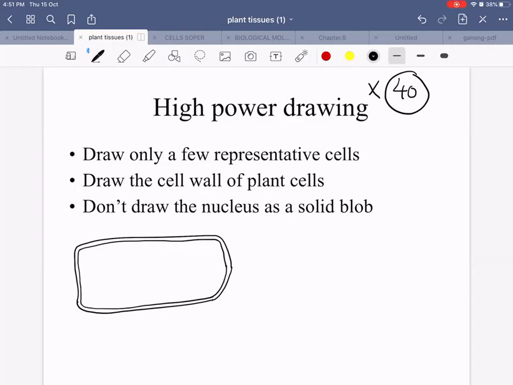If I'm asked to draw a high power drawing of an onion cell, there is a possibility that if the slide is really clear, I might be able to see a vacuole. So yes, I can draw a vacuole. And if I can see a nucleus, I can draw that as well. But I will never represent the nucleus as a solid blob like this. This is a wrong way to draw. The correct way to draw a nucleus is to only draw a small circle like this and then label it as nucleus.